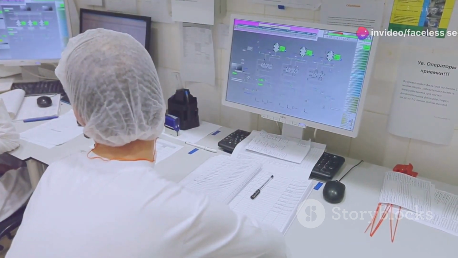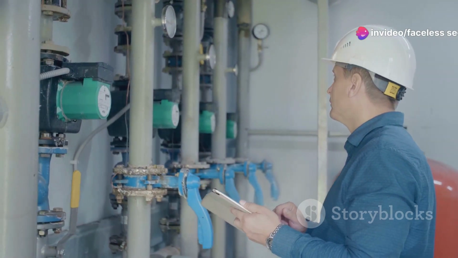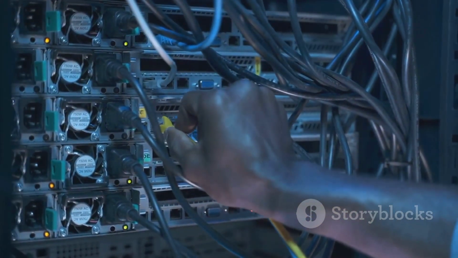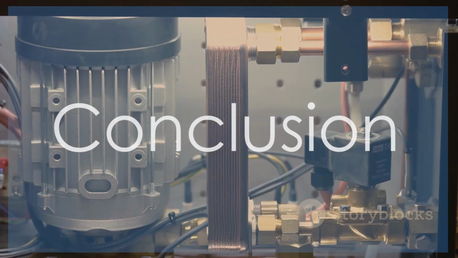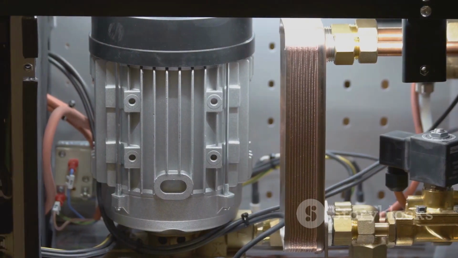As we continue to bridge the gap between IT and ICS architectures, understanding these similarities will help us address cybersecurity challenges more effectively within the ICS domain. That's all for today's overview of common ICS components.